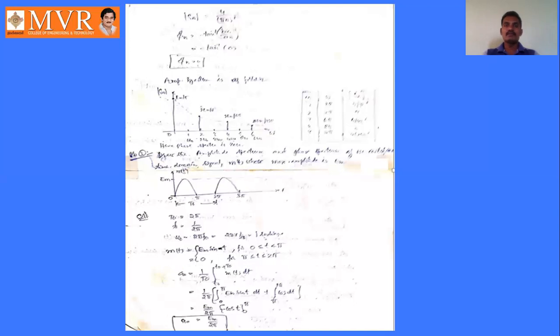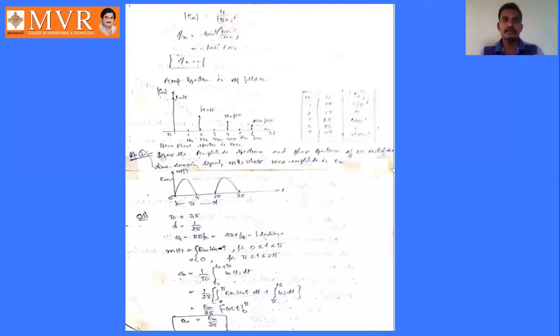We have to find out the Fourier coefficient values. What are the Fourier coefficients here? A naught, an, and bn. What is the formula for the Fourier coefficients? A naught is equal to 1 by T naught integral from T naught to T naught plus T naught of m of t dt. An equals 2 by T naught integral of m of t cos n omega naught t dt. Similarly, bn equals 2 by T naught integral of m of t sin n omega naught t dt.